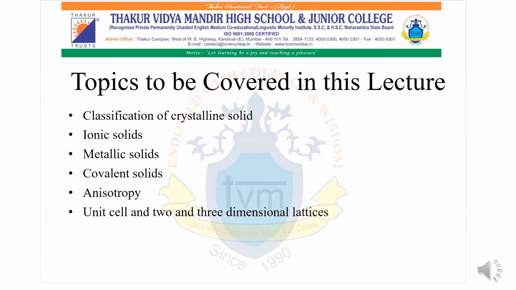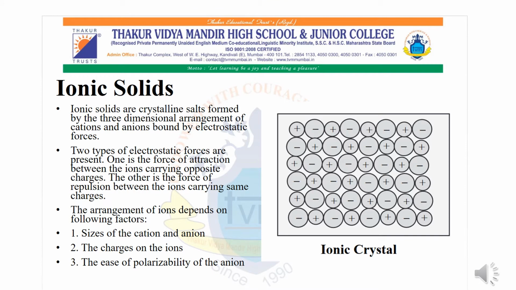Now, in this particular class, we are going to see, in the continuation of classification of crystalline solid, ionic solid, metallic solid, covalent solids, anisotropy, that is a phenomenon, and unit cells of 2 and 3 dimensional lattice. Coming to next, ionic solids.